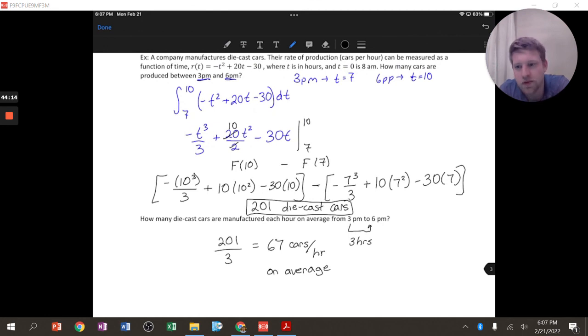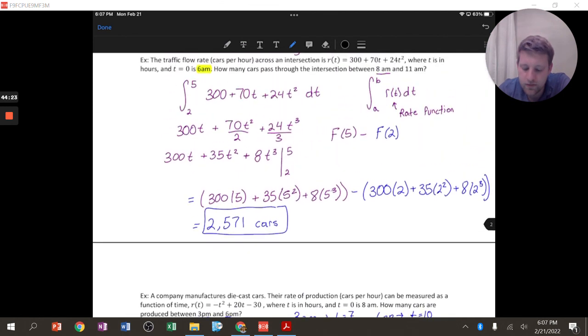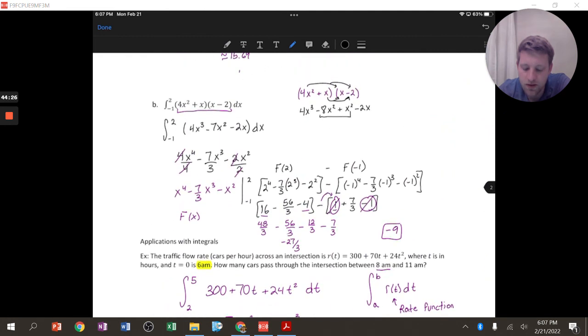So this wraps up this lesson with our antiderivative rules and a few fundamental theorem of calculus problems here.